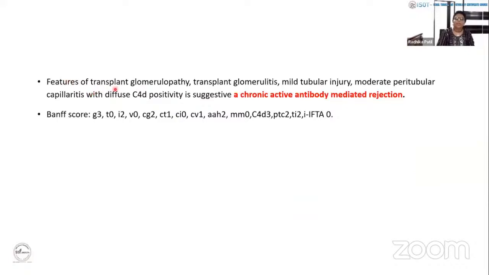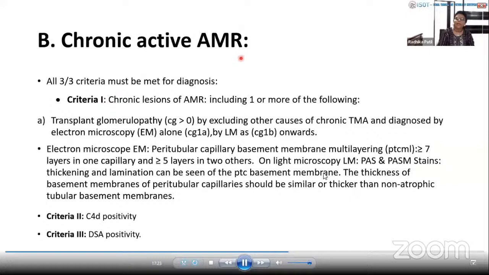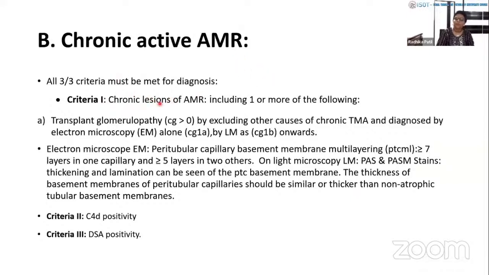So it was a case of transplant glomerulopathy, transplant glomerulitis, mild tubular injury, moderate peritubular capillaritis with diffuse C4D positivity, suggestive of a chronic active antibody mediated rejection. So for chronic active antibody mediated rejection, 3/3 criteria should be there.